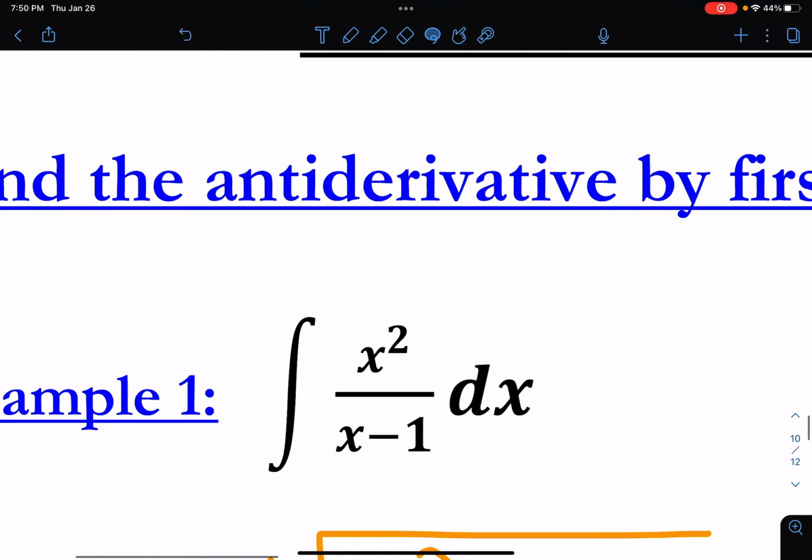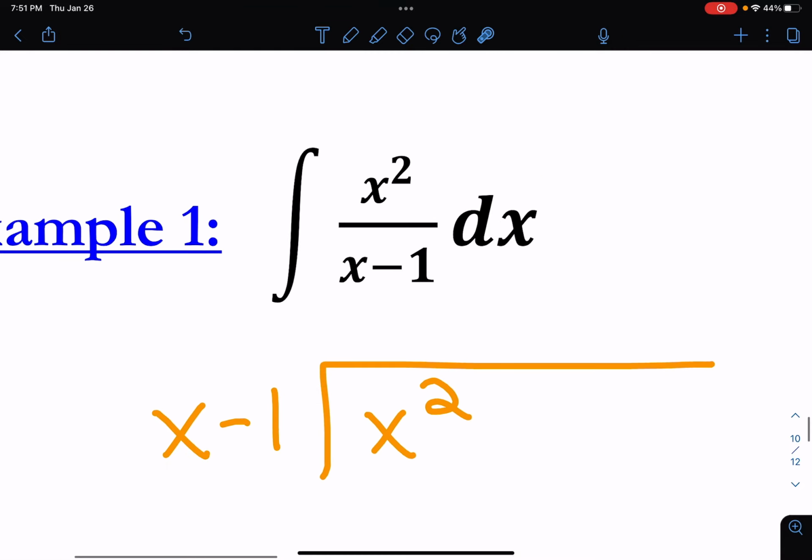Again, you can try u sub. You can pick the top or the bottom as the u, but it's not going to work out in your favor. Really what you want to look for is the power of the numerator. Is it larger than or equal to the power in the denominator? That's how you know you're going to use long division. So let's go ahead and set this up.